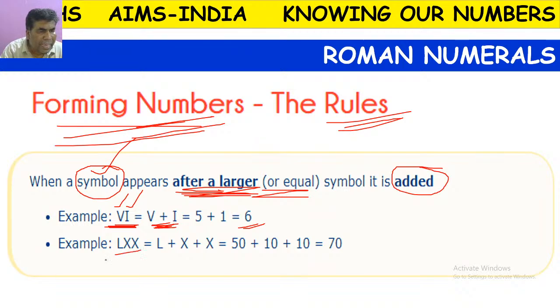See the second example, LXX. What is L? L value is 50. X value is 10. So after the larger number, we have smaller numbers, and both are equal. This is the larger number, and these are smaller numbers, but both are equal. So what do we have to do? Add. We have to add all. So the answer is 70.